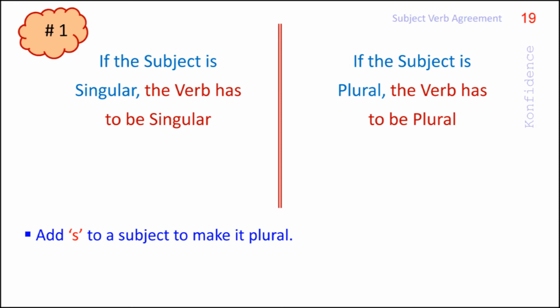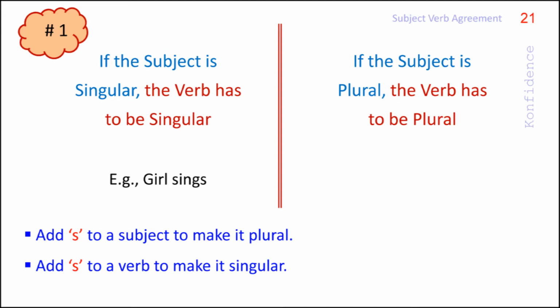It is quite interesting to note that we add s to a subject to make it plural. On the contrary, we add s to a verb to make it singular. That is why we say girl sings and girls sing.